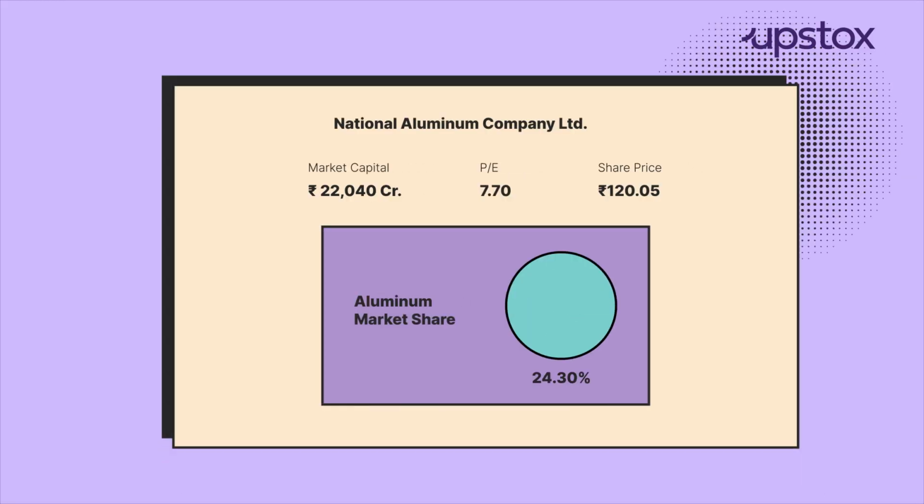Third and finally, we can understand this industry from a market dominance point of view. For example, some companies like NALCO have 25% market share in the aluminium segment in India. So this is a fairly big market share and gives them a dominant market position in the Indian economy.